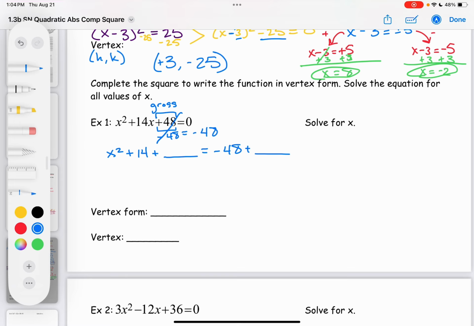And because we don't want to change the value, we need to put that blank on both sides, because whatever we add to one side, we want to add to the other. If we don't do that, we change the value of the entire thing. Now, the next step is I want to take this b value. Sorry, I left an x off right there. I want to take this b value of 14. I want to half it, and I want to square it. So that would give me 7 squared, which would give me 49. So I'm going to add 49 to both sides.